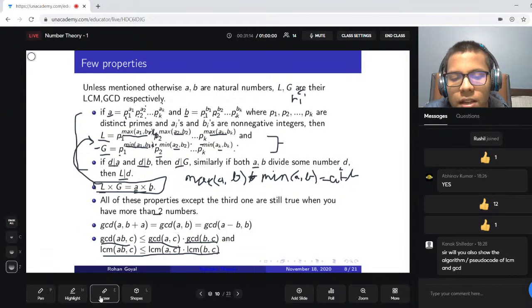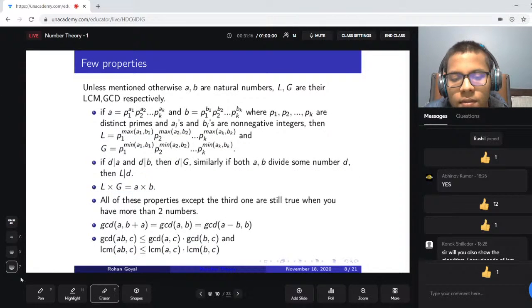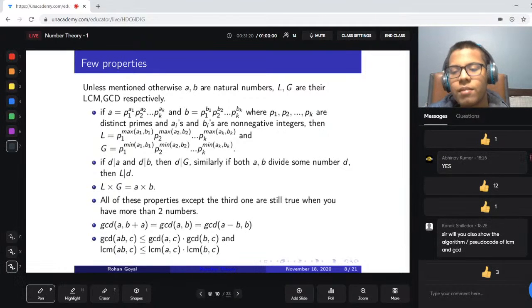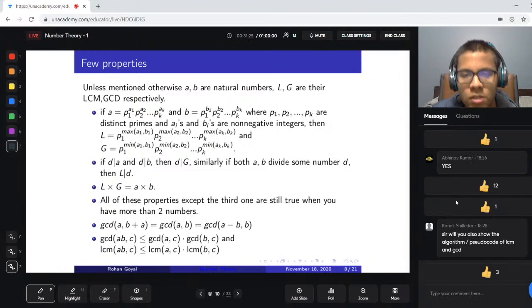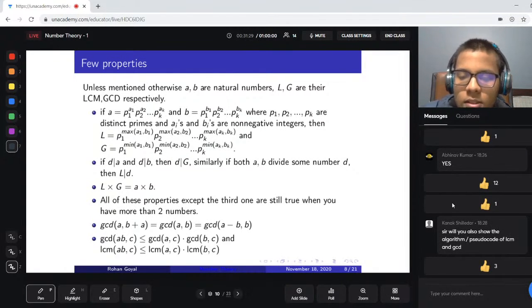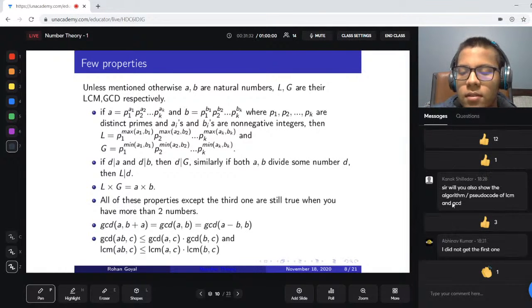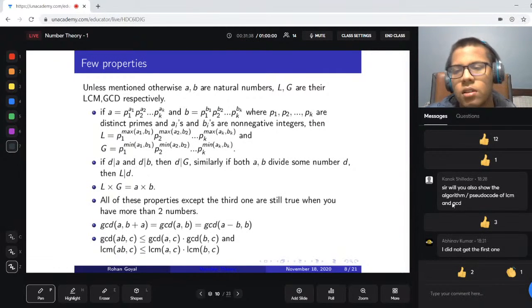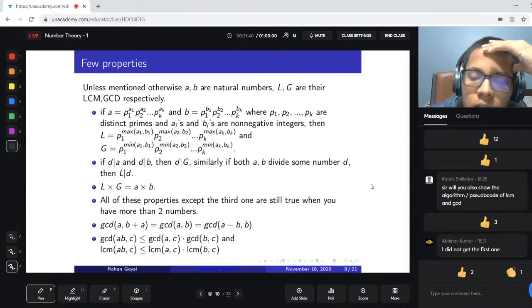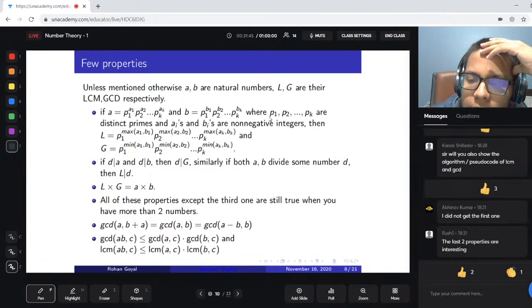Are these fine with everyone? Give me thumbs up if it's fine, and give me a confused emoji if there are some issues. Okay, I think you did not get the first one. Okay, what's the issue? Could you explain?